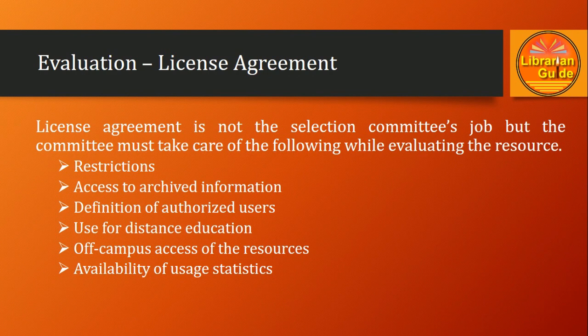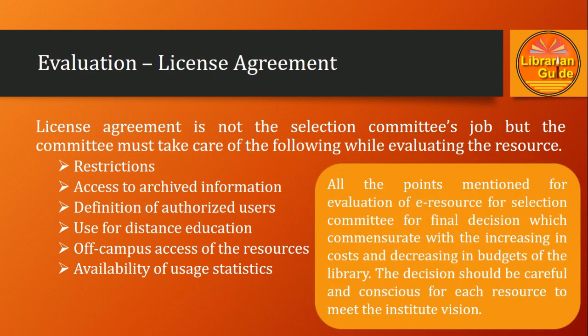So the selection committee or library staff has to ensure all these points one by one and in detail before going for the final subscription. Once it is over, then the committee or the library professional can go ahead for the final subscription. But before that, all the points mentioned for evaluation of e-resource for selection committee for final decision, which commensurate with the increase in cost and decrease in budget of the library. The decision should be careful and conscious for each resource to meet the institute vision.